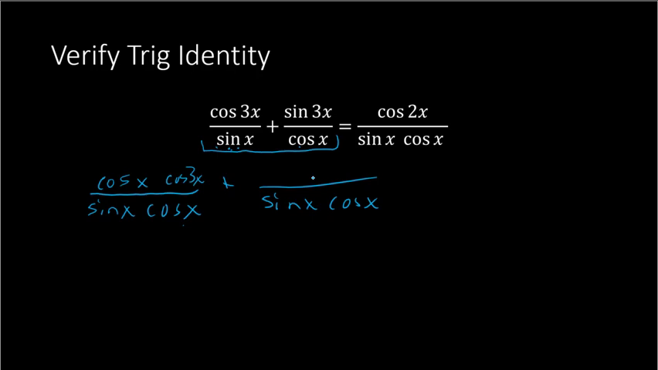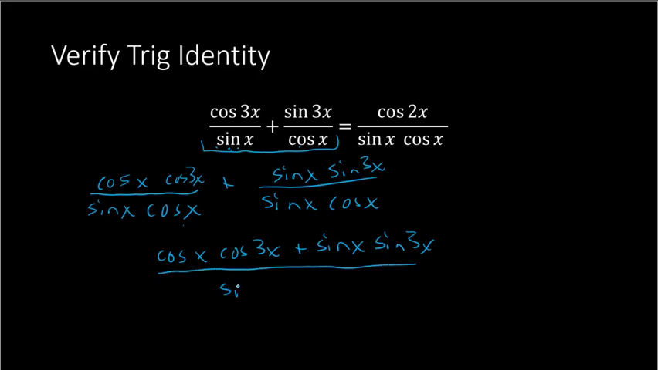And then the second fraction, we had cosine of x, and now we have sine of x. So we need to multiply the top by sine of x as well. So now we have sine of x times sine of 3x. And then we can write this as a single fraction. We would have the cosine of x times cosine of 3x plus sine of x times sine of 3x. And all that is over sine of x times cosine of x.